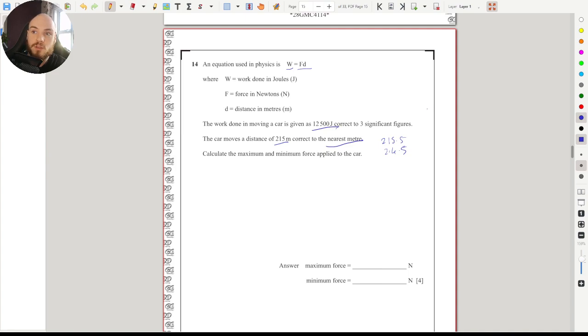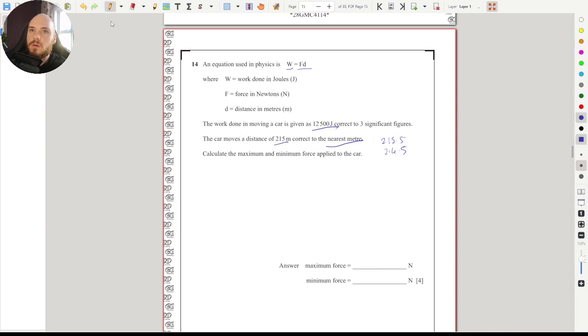If it was the nearest 2 meters, then you'd add 1 meter up and 1 meter down. Okay. So it says calculate the maximum and minimum force applied to the car.